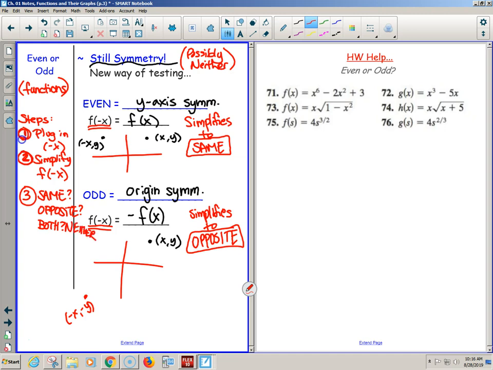So is it the same? Even. Is it opposite? Odd. And is it a little bit of both? Then neither. Now, these ones over here get a little bit complicated as we look at them.